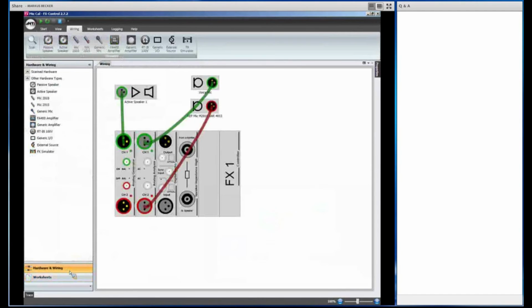Just one first short look here at the wiring. This is a feature of the FX Control software where you can symbolize the test setup. We have the FX100 analyzer, we have the reference speaker and the two microphones. Here the reference microphone and the voice microphone we want to test. Both are connected directly to the FX100 analyzer.